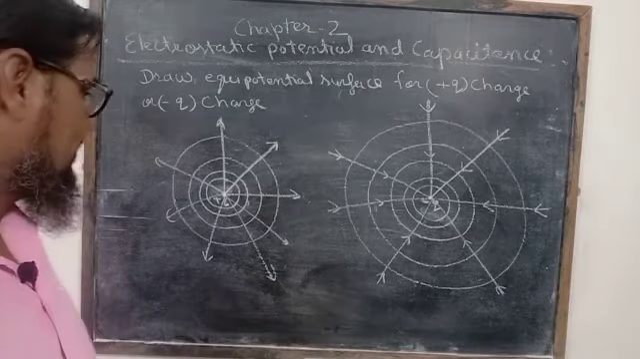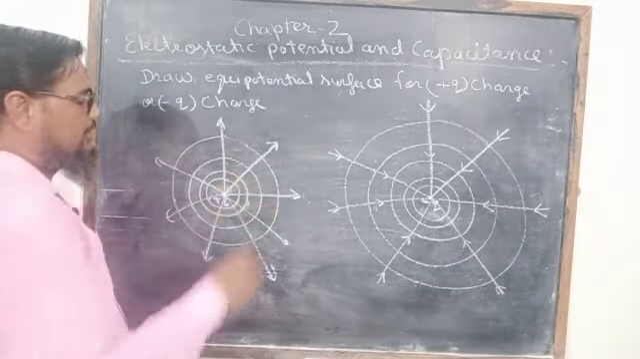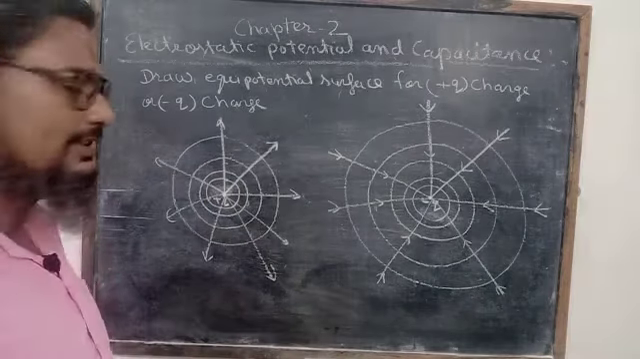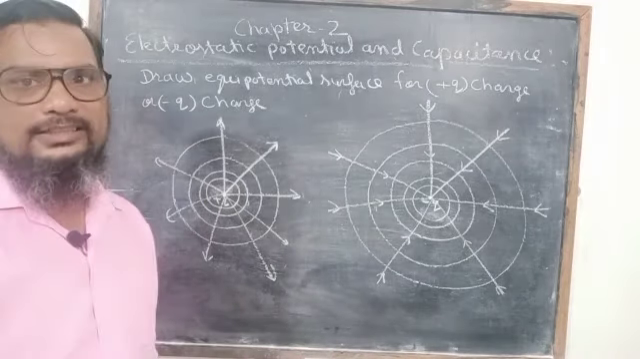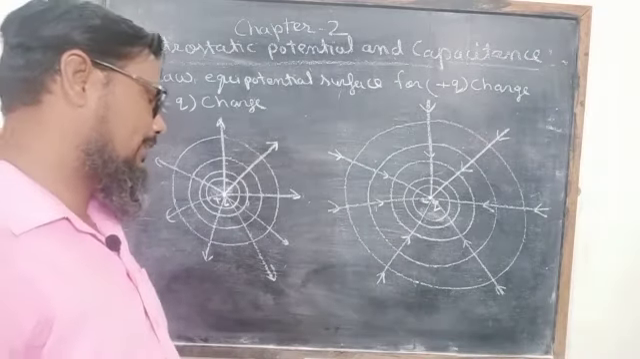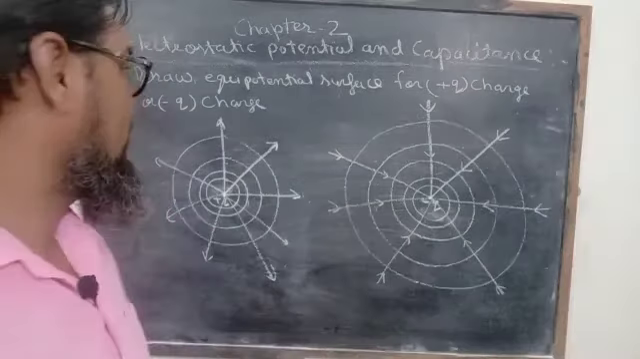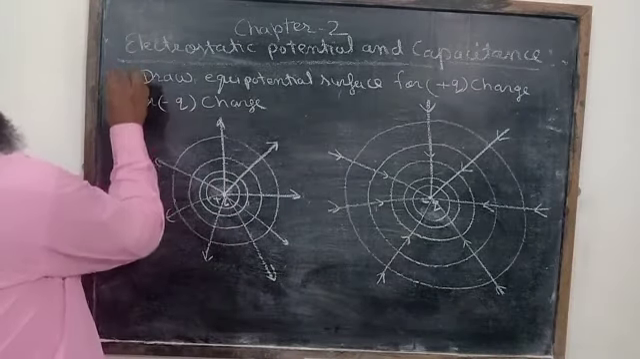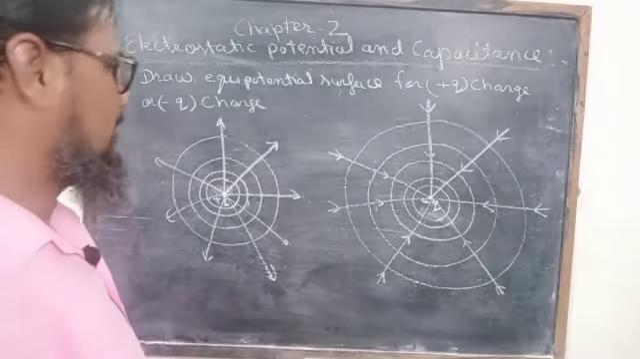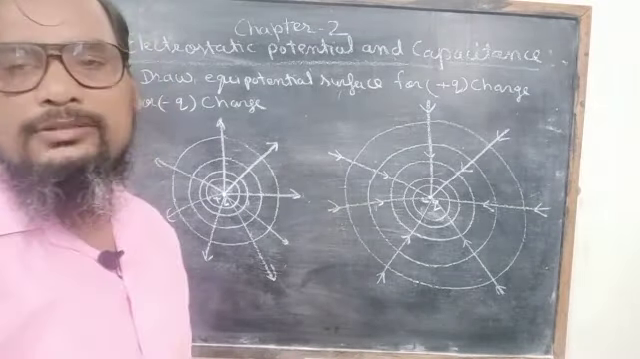So these are the equipotential surfaces in the shape of concentric circles, and at strong electric fields the spacing is smaller, and at weak electric fields the spacing will be greater. This is the first question: draw equipotential surfaces for plus Q charge or minus Q charge.